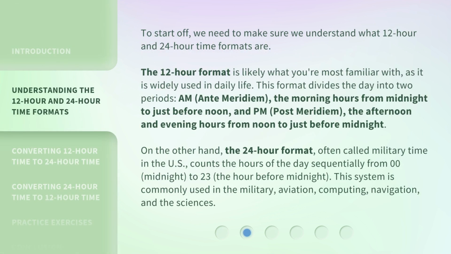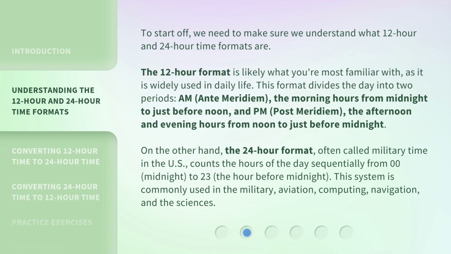To start off, we need to make sure we understand what 12-hour and 24-hour time formats are. The 12-hour format is likely what you're most familiar with, as it is widely used in daily life. This format divides the day into two periods: AM, ante-meridiem, the morning hours from midnight to just before noon, and PM, post-meridiem, the afternoon and evening hours from noon to just before midnight.